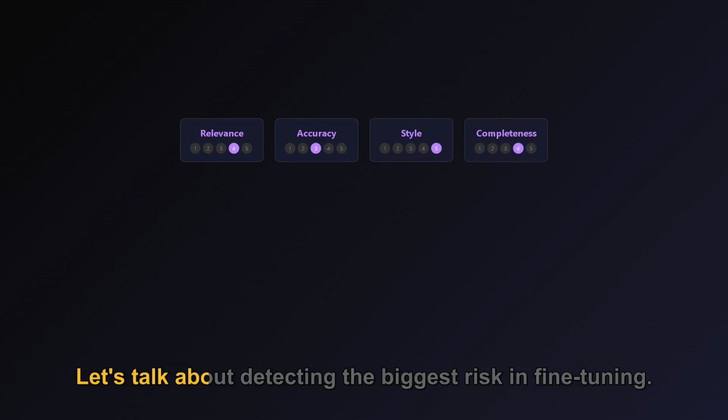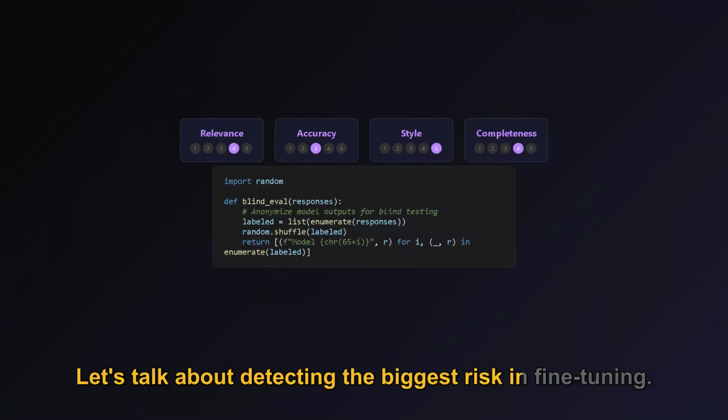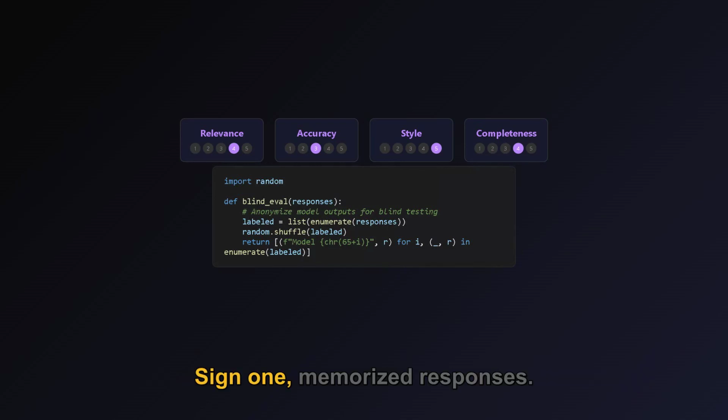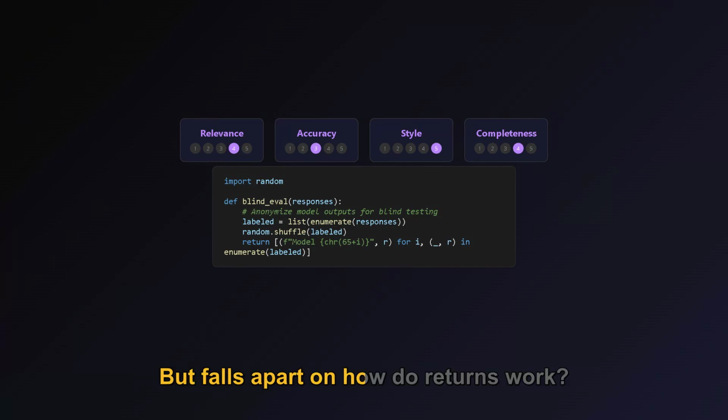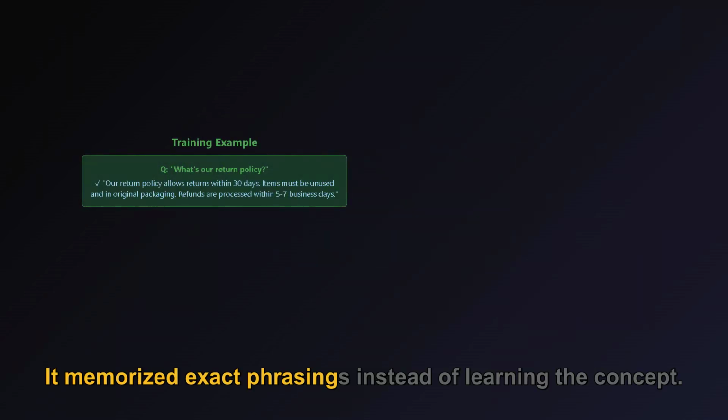Let's talk about detecting the biggest risk in fine-tuning. Sign 1, memorized responses. If your model nails "what's our return policy", but falls apart on "how do returns work", it memorized exact phrasings instead of learning the concept.